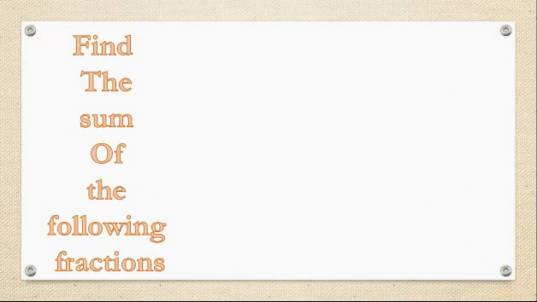Okay. Here we have questions. Find the sum of the following fractions. Here we have the first question: 4 over 6 plus 1 over 6. Look at the denominators. Yes, it's 6, so I will keep it. It will be 6. Then just add the numerators. 4 plus 1 equals 5. So the answer will be 5 over 6.